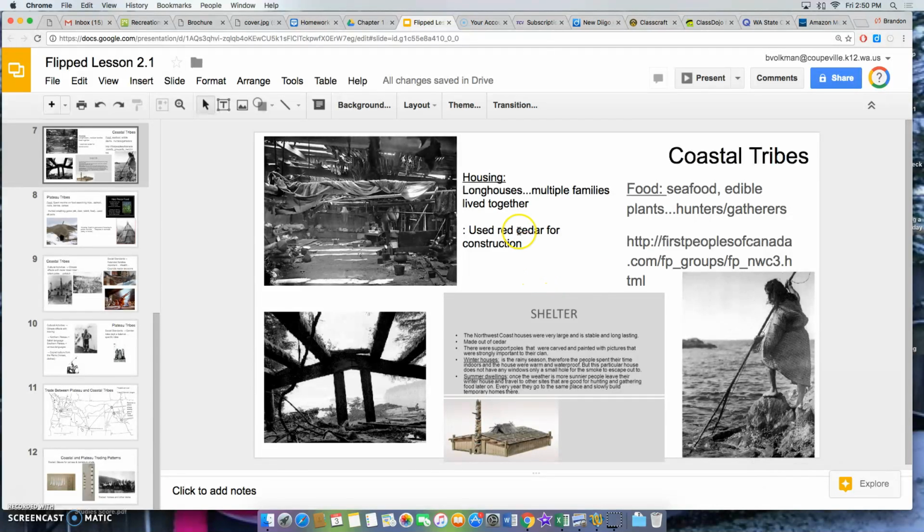Looking at their housing, it's important to remember that they used the red cedar. It was easy to split into wide, straight planks where they could make longhouses, as here's an example down here of it. The longhouses usually held multiple families which were related, and they were normally constructed by a waterway for ease of access to get to food and for transportation. Each family had a fire, and there were also partitions set up to separate family compartments.